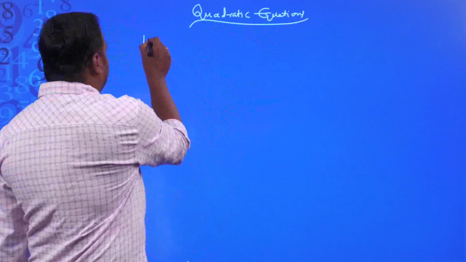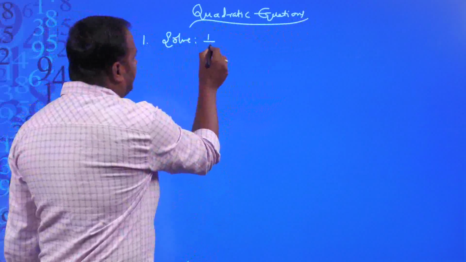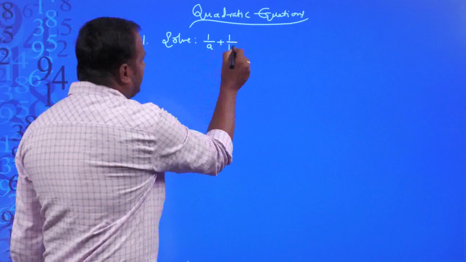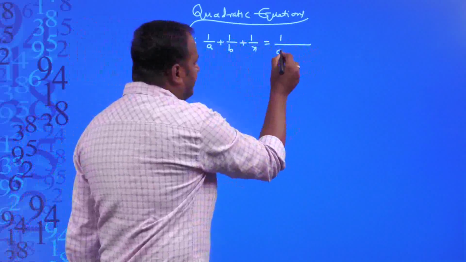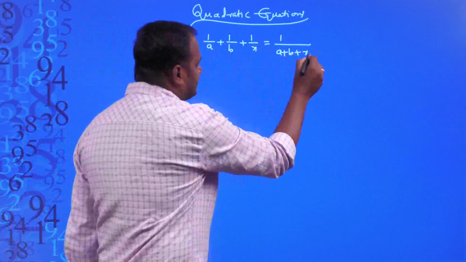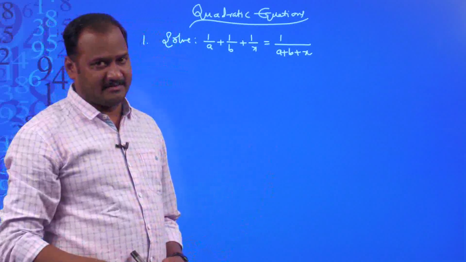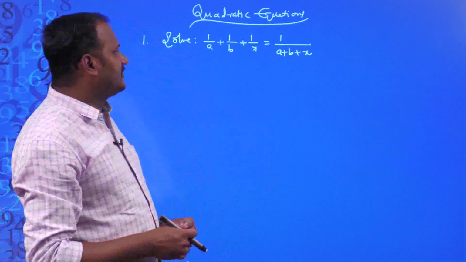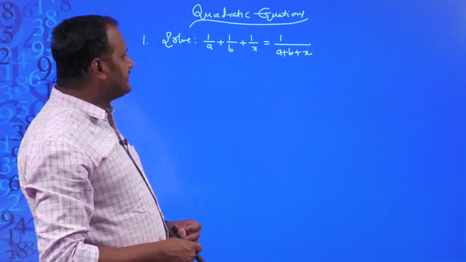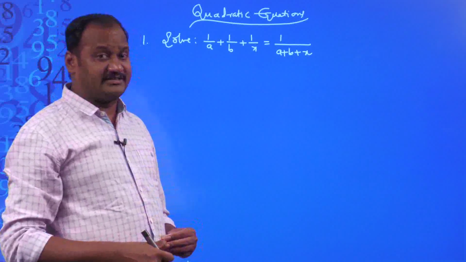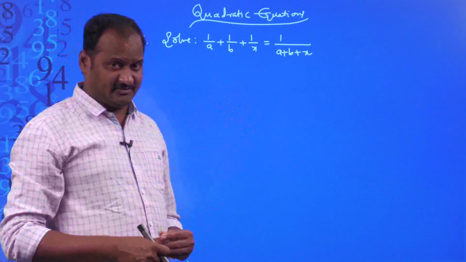For example, the first one is: solve 1 by a plus 1 by b plus 1 by x is equal to 1 divided by a plus b plus x. How to solve this quadratic equation? Of course, it is not in the standard form of a quadratic equation, but I would say that it is a quadratic equation. But how can I say that? And moreover, what are the strategies to solve this particular equation? We will have to think about that.